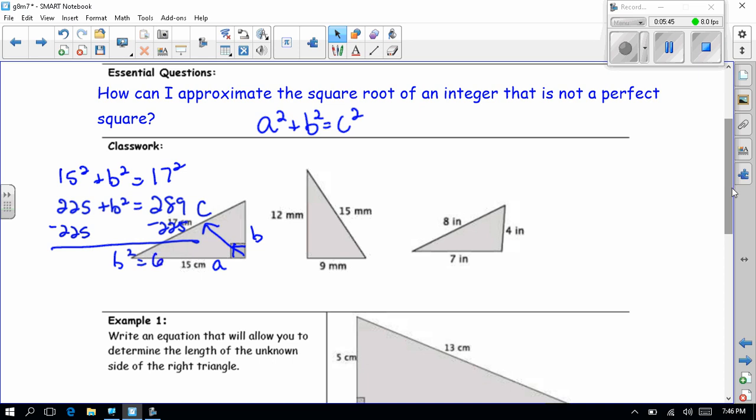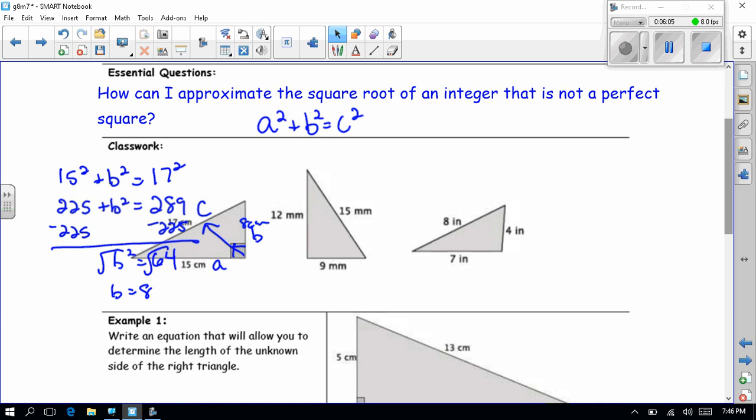B squared is equal to 64. If I take the square root of both sides of the equal sign, b will be equal to 8. So this unknown side of the right triangle is 8 centimeters long. Hopefully this is ringing some bells for you and you're like, oh, I remember this from back in December.